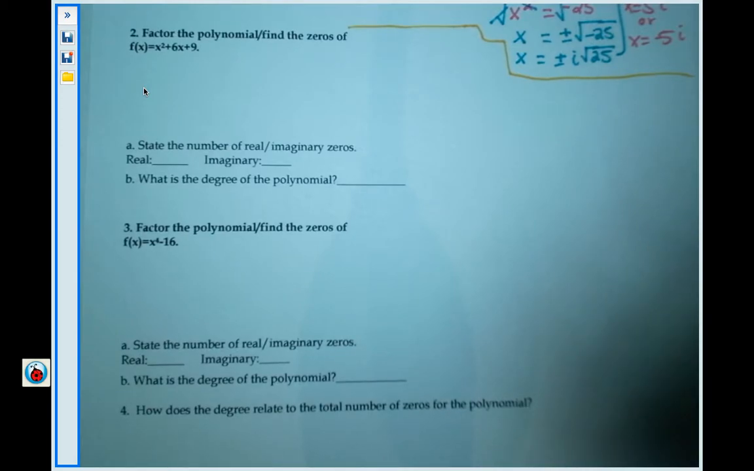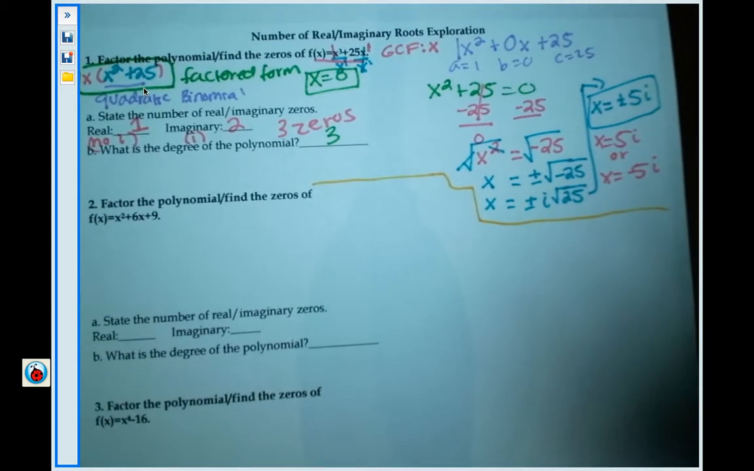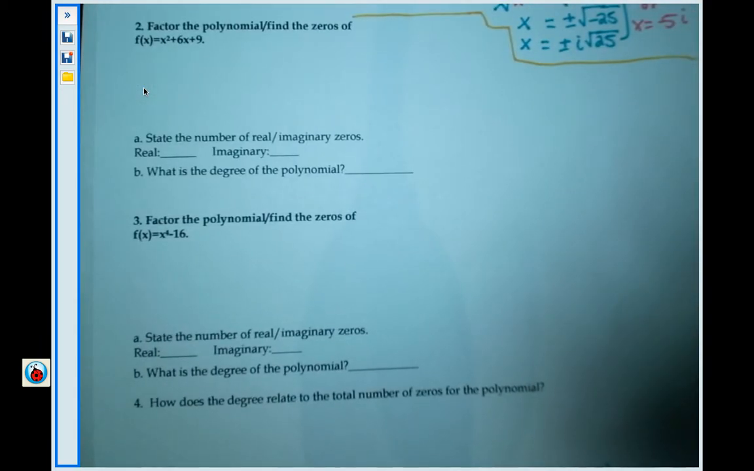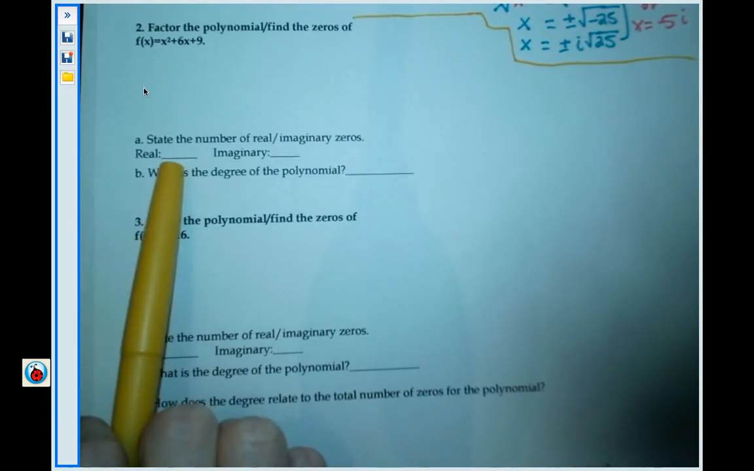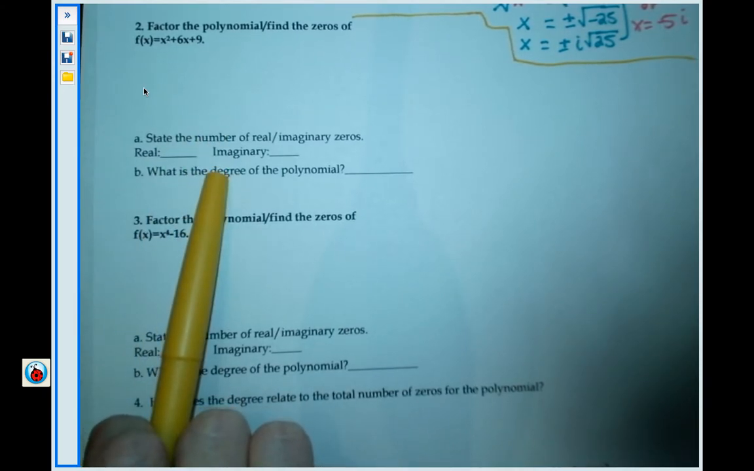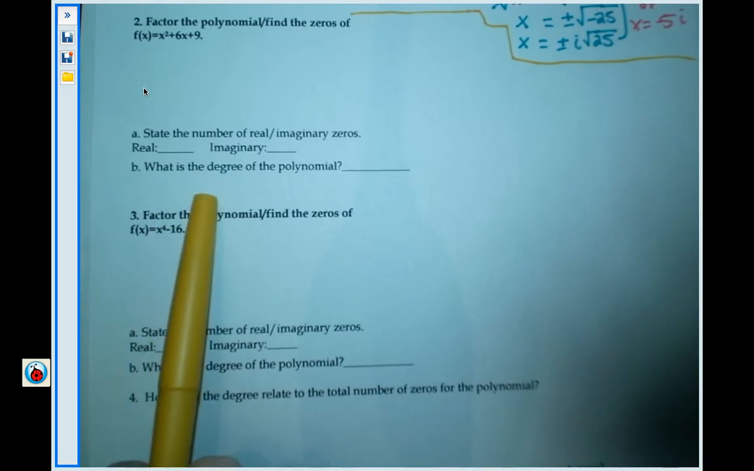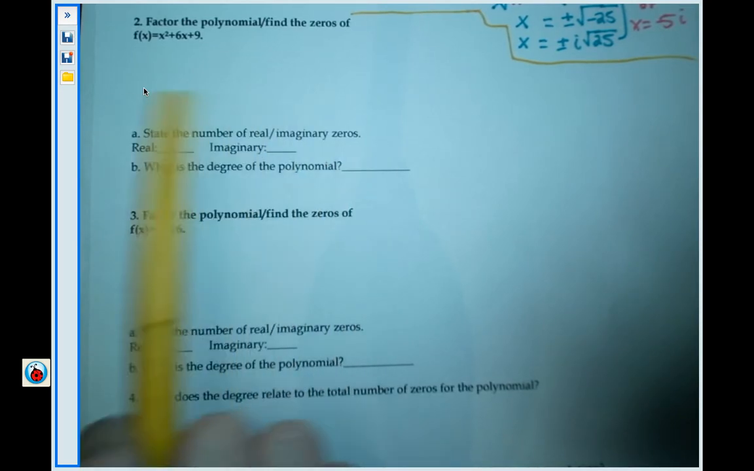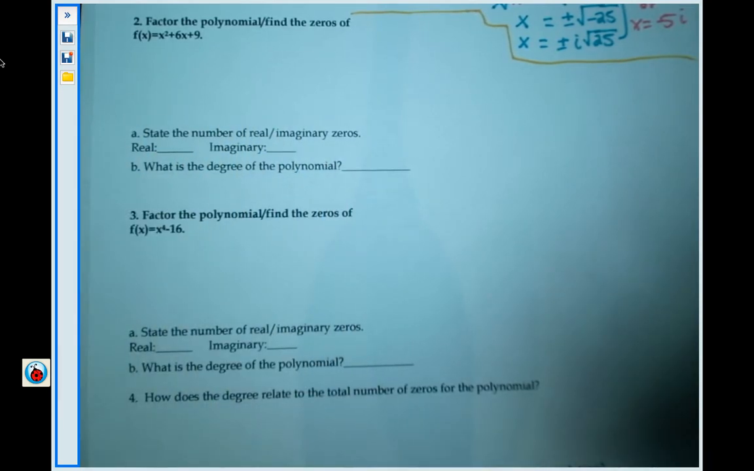Okay, so now we're on example 2 of the activity. We already conquered number 1, which was pretty epic. Alright, so for the next one, we're going to factor the polynomial and then find the zeros and say how many are real and how many are imaginary. And remember, if we did it correctly, the degree should equal the total amount of real and imaginary zeros that we get. Okay, so let's get going.